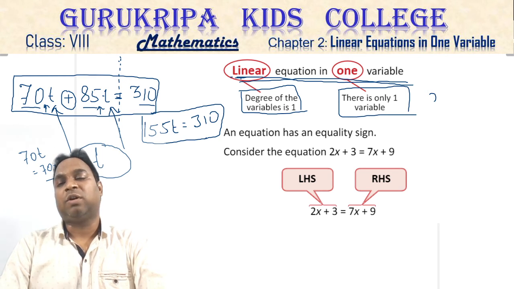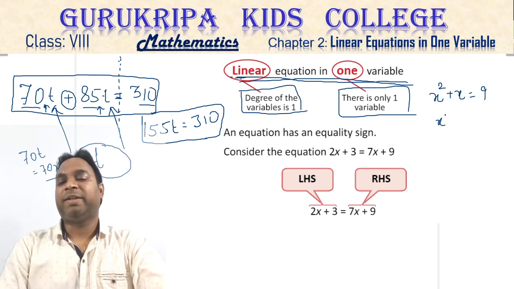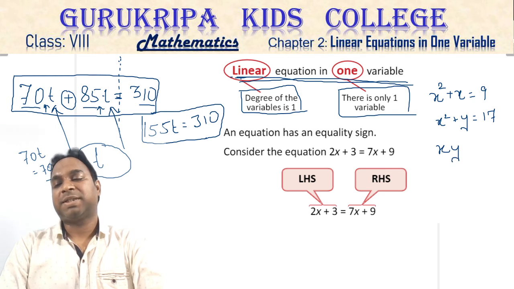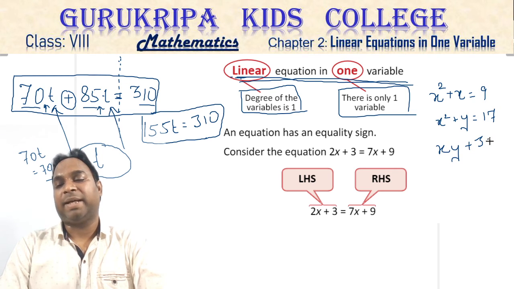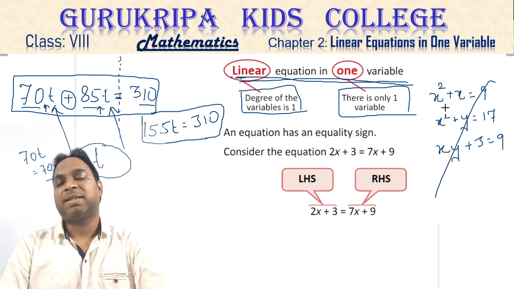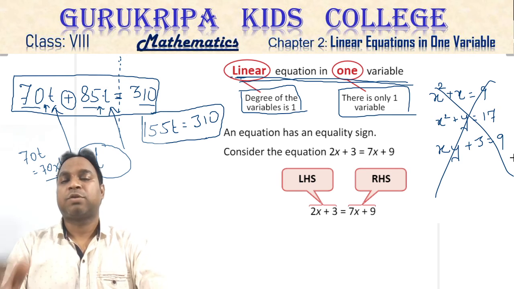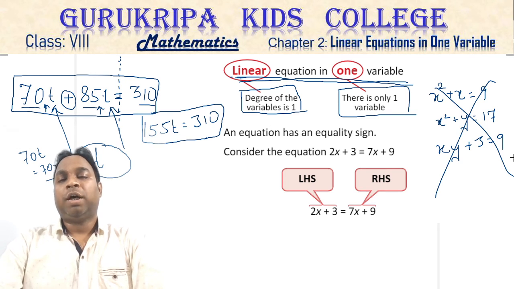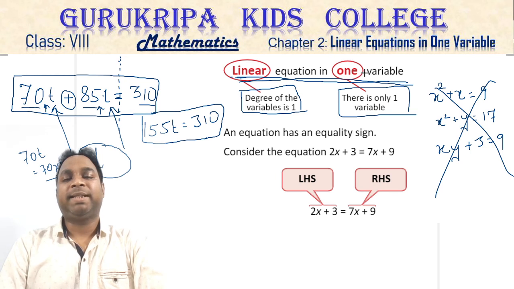That means we are not going to study equations like x square plus x is equal to 9, or x square plus y is equal to 17, or xy plus 3 is equal to 9. All these equations are not going to be studied. So whenever there is an equation in front of you, you have to determine whether it is a linear equation or not.